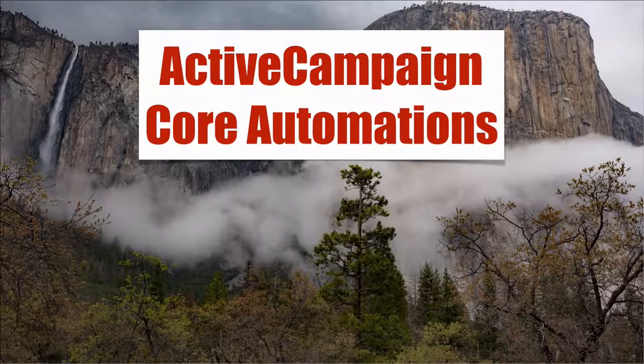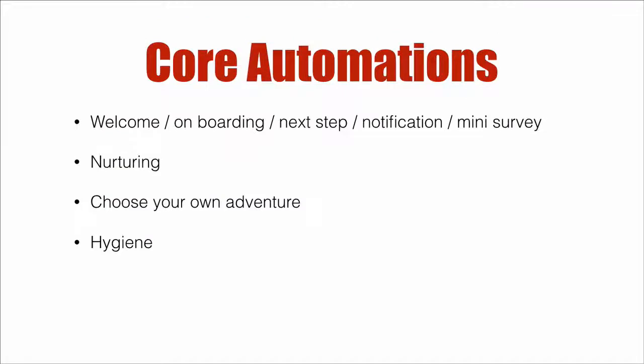ActiveCampaign core automations. In this video, I'm going to talk about what I think are core automations you want to have in your ActiveCampaign account. And this could be actually any kind of email marketing software service like Infusionsoft, Ontraport, HubSpot, whatever. These to me are kind of the basics, the ones you need to have.